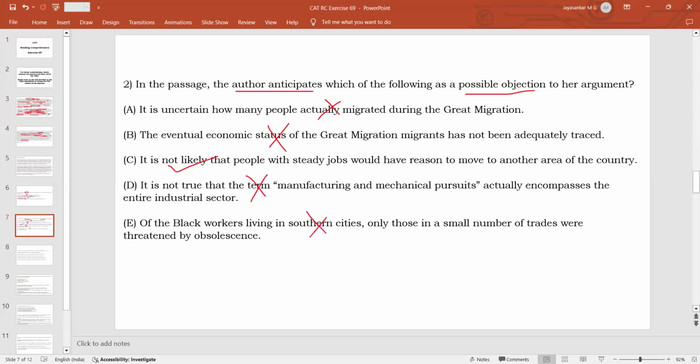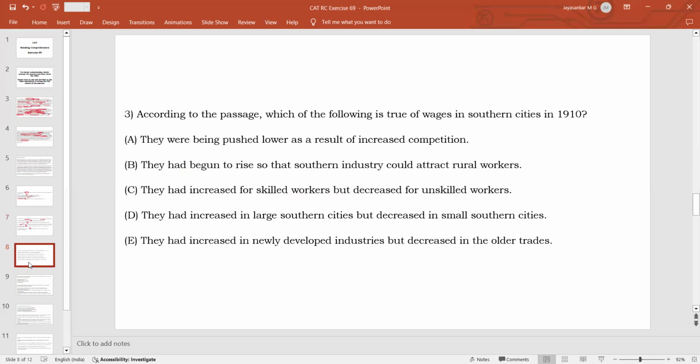So the only possible objection that the author is anticipating is option C. That is why she is trying to weaken that objection by stating the reasons why people with steady jobs in the cities of the southern United States would want to move to another area of the country. So option C will be the clear answer.